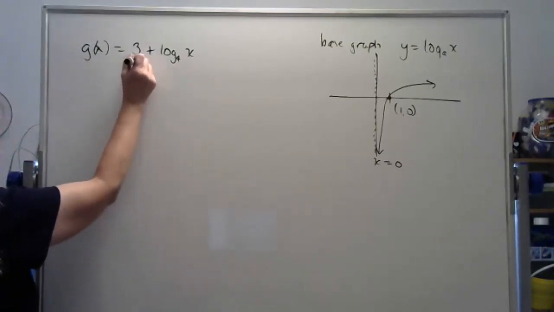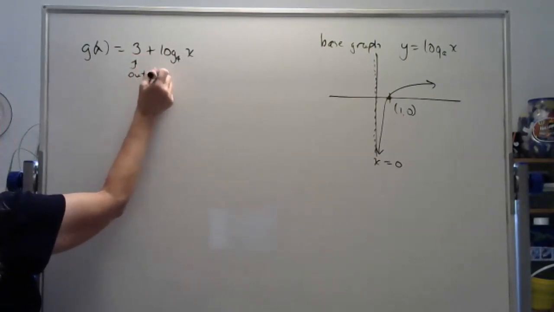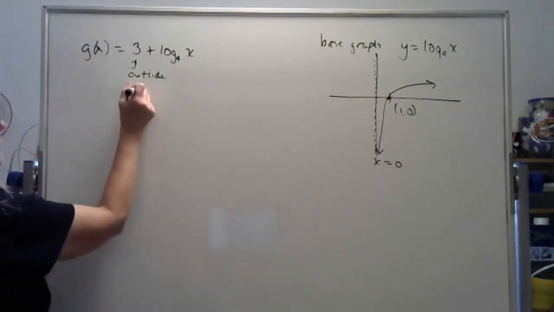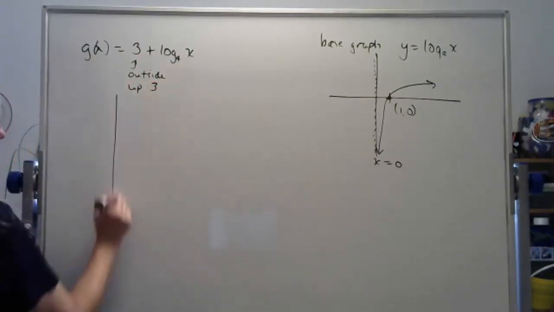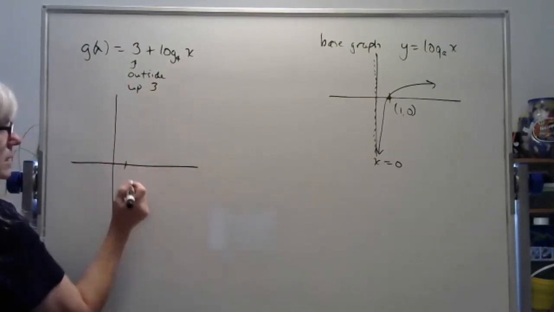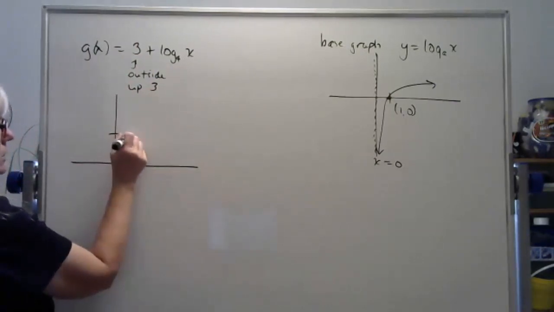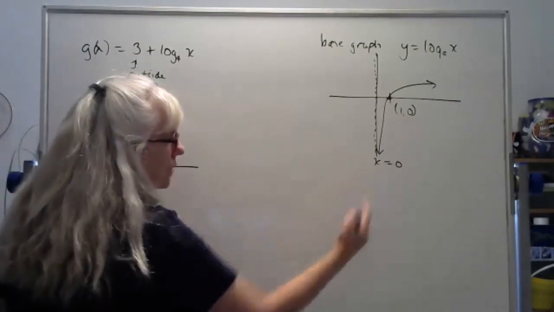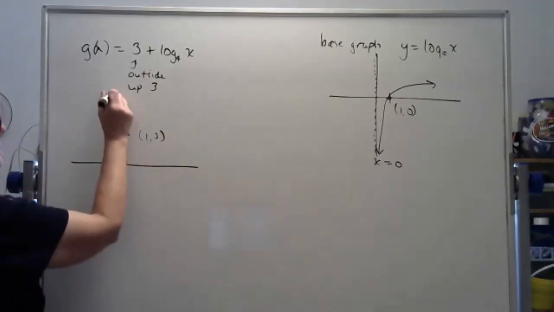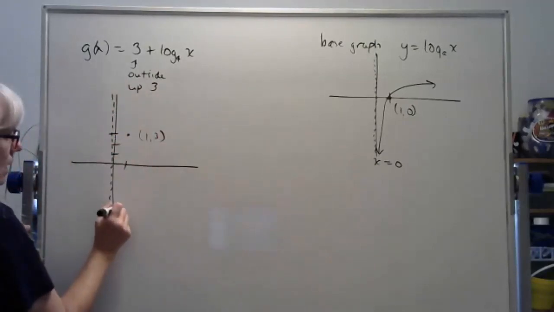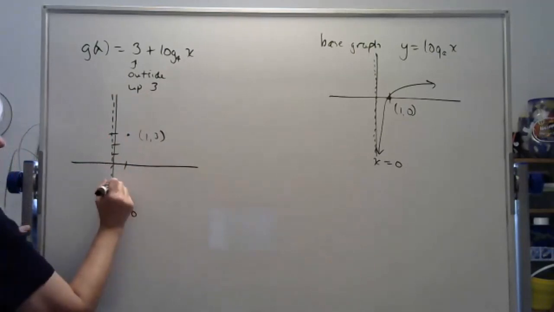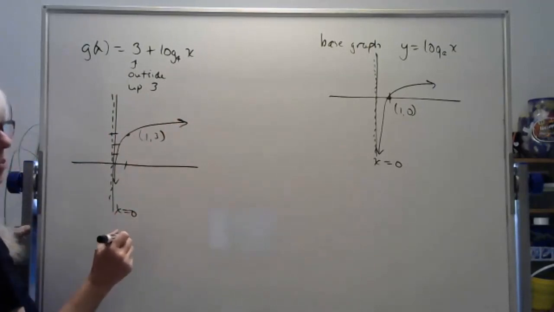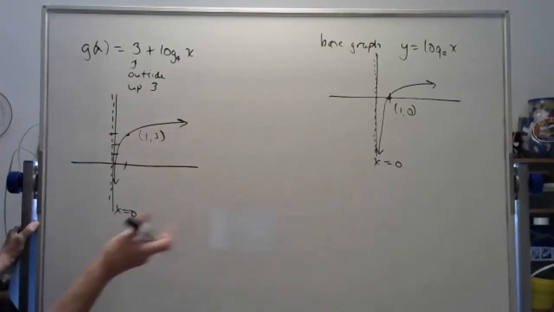So we can see that this 3 is outside because it's not written as part of the log term. So it's outside, and that means we're going to shift the graph up 3. So I'm going to take the point that's at (1, 0), and I'm going to go up 3. So now it's up here at (1, 3). It's not going to do anything to my vertical asymptote because we're moving it up and down. So it's still sitting right here on top of the axis at x equals 0. We'll start next to that vertical asymptote and head up towards our anchor point, (1, 3), and draw the same general shape.